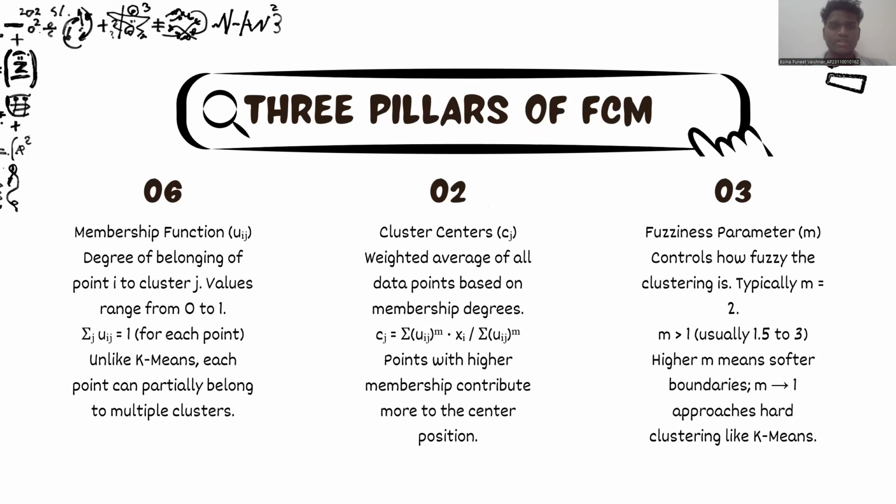Next, the three main pillars of fuzzy C-means clustering. Fuzzy C-means works on the basis of three important concepts. First, the membership function, which tells how strongly a point belongs to a cluster. Second, cluster centers, which are calculated using the weighted average. Third, the fuzzy parameter m, which controls how soft a cluster is. These three together define how the algorithm behaves.